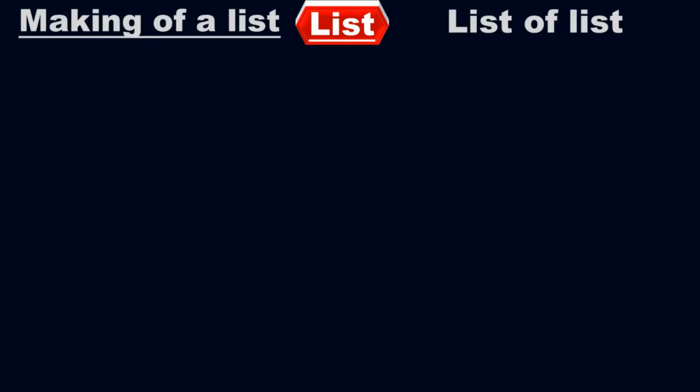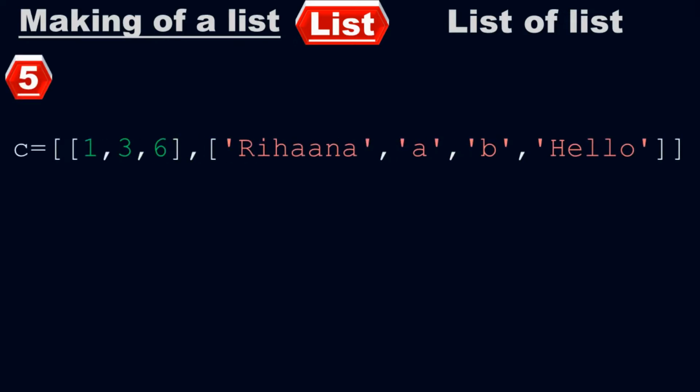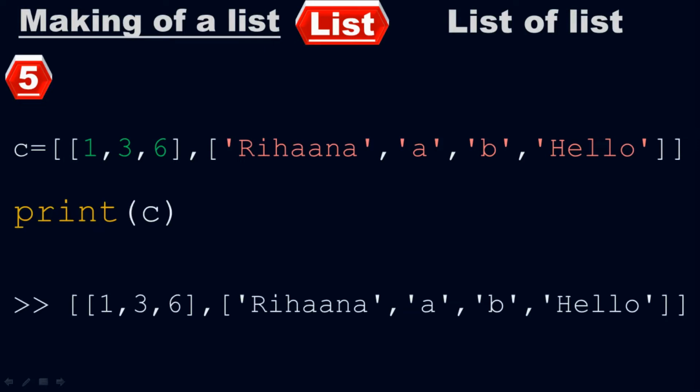List of list. Let's talk about the list of the list, which means list within the list. Let me take an example. Example number 5. C equals 1, 3, 6, Rihanna, A, B, hello. Check the print of C, you will get the same thing in the final output. Look, you can take the list within the list. Look, it is a list.